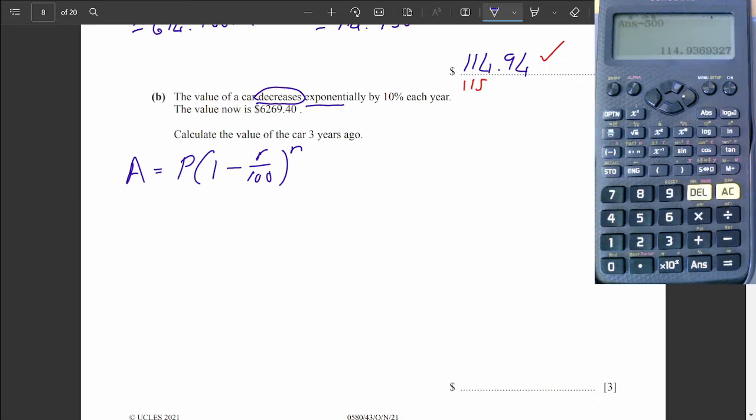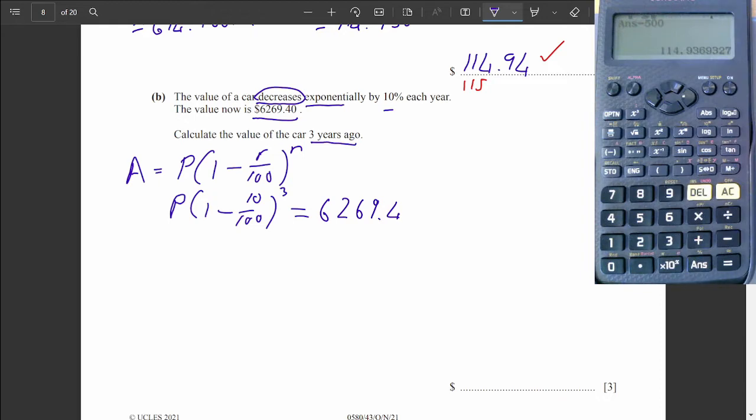Now, calculate the value of the car 3 years ago. That's the principal, that's the P, that is what it was when they started, when they bought the car. Okay, and that we don't have, so let's leave it as P. We have the rate is 10%. We have the time, which is 3, and we have the amount that the car is valued now, right? It's 6269.40. So that's what we need to work out.